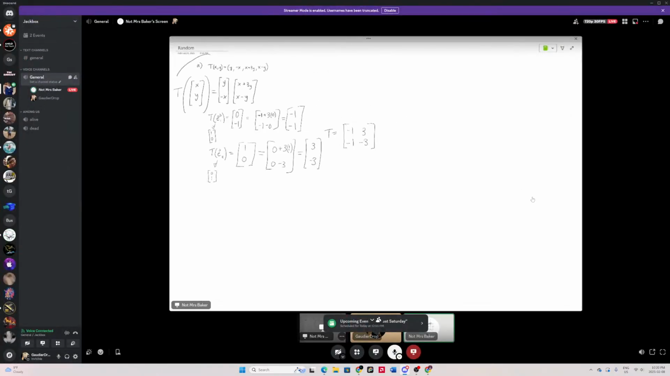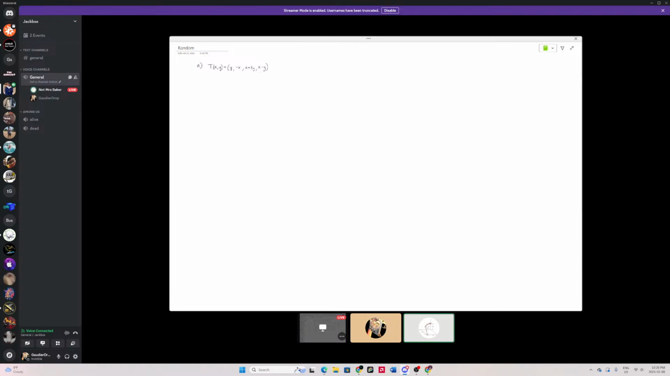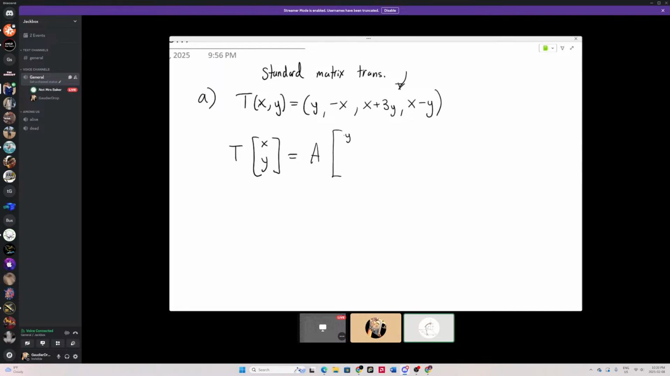Okay, so this is actually the work of me doing the question wrong. Nice. BINI's not perfect, and nor am I. Okay, all right, let's see. This is the question. So we need to find the standard matrix transformation of this. So we have the initial matrix, which we'll call T(x, y), and we'll call this A times (y, negative x, x plus 3y, and x minus y). Now we're going to use matrix multiplication to actually find how this turns into this.